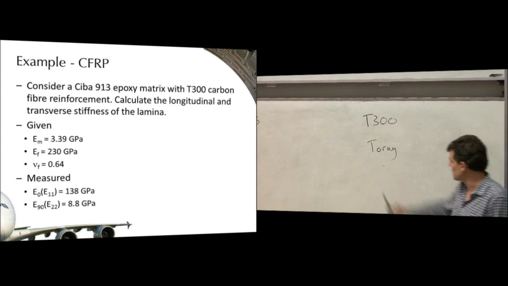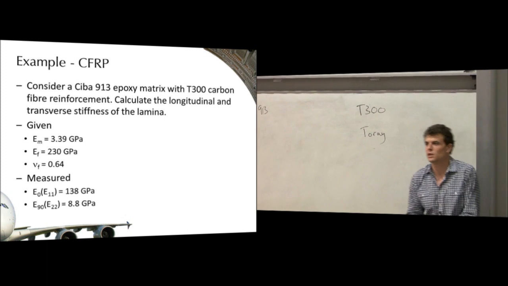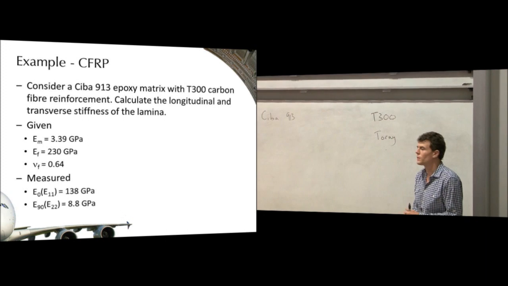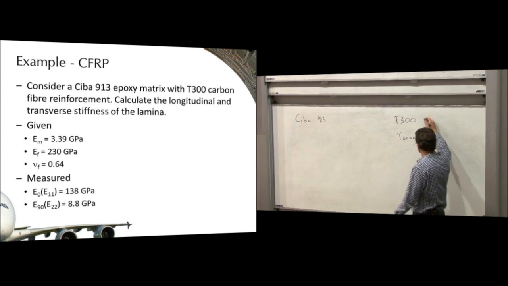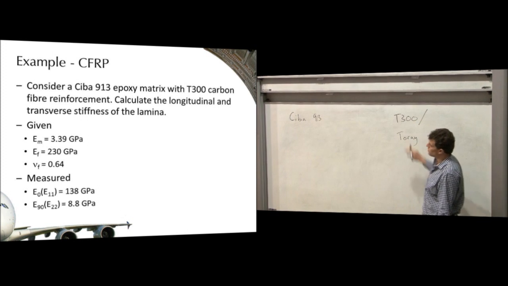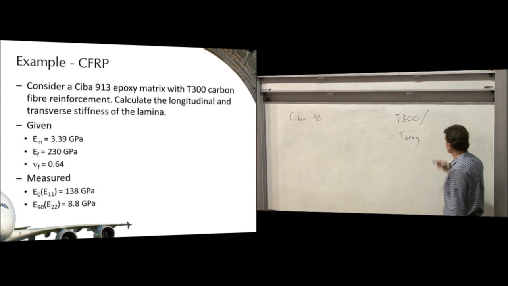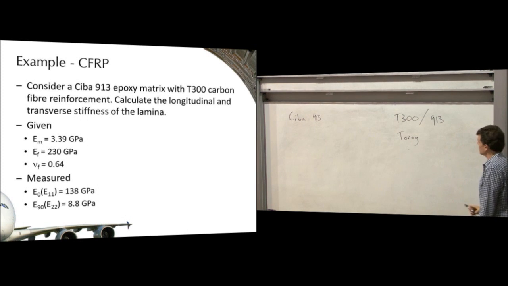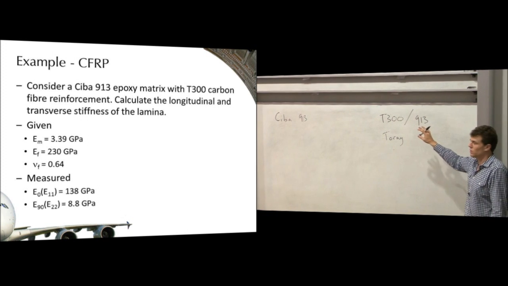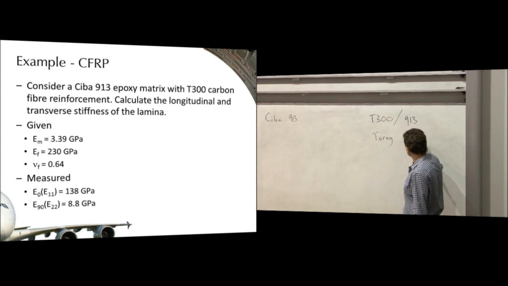Okay, the T stands for Toray, but it's an intermediate modulus fibre. And then we put a slash and then put the name of the resin. So in this case, the resin code is 913. And depending on the resin manufacturer, they have different codes. But this resin's made by Fibre.